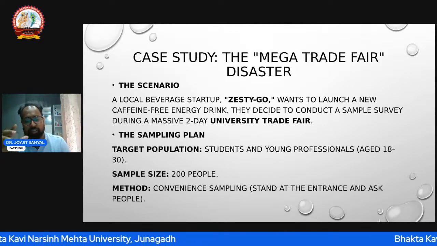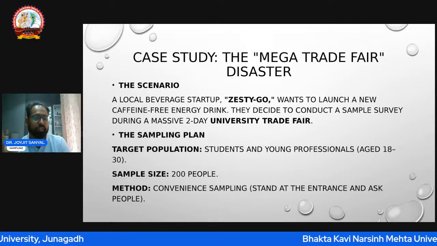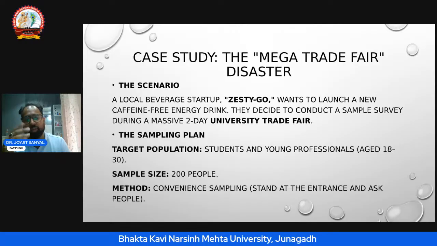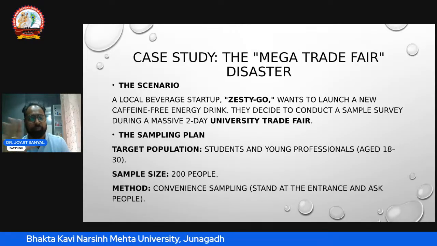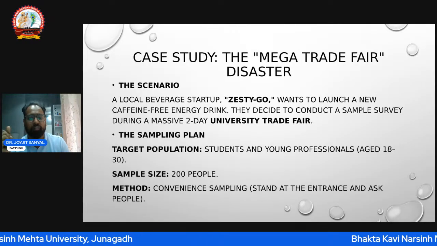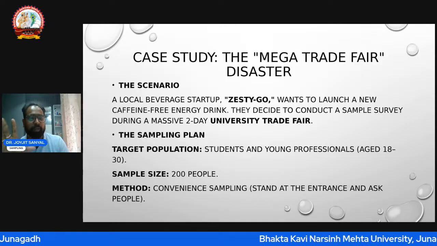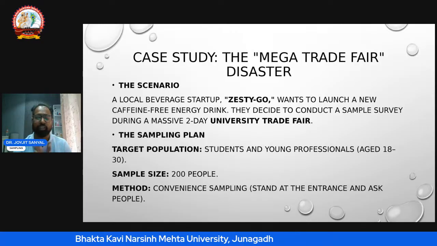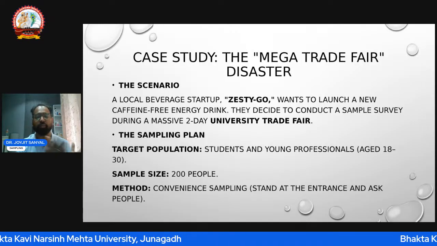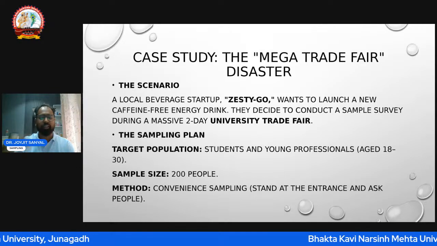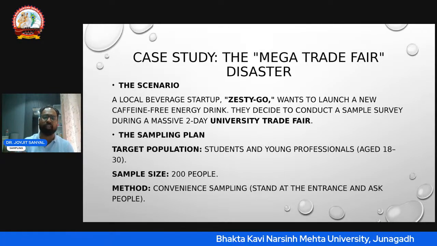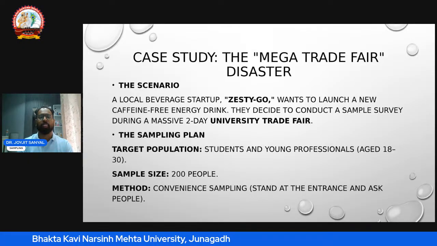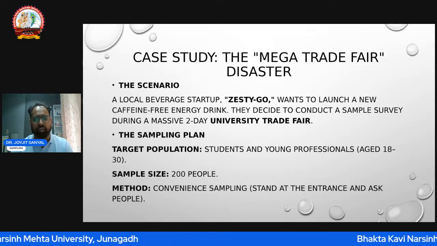The university is conducting a trade fair, so definitely it will be a gathering of a lot of students, professionals and staff. Now the sampling plan: what is the plan that the researcher has defined? Target population is students and young professionals, age 18 to 30 years, because it's an energy drink, so they're targeting only the youth. The sample size over here is 200 people.